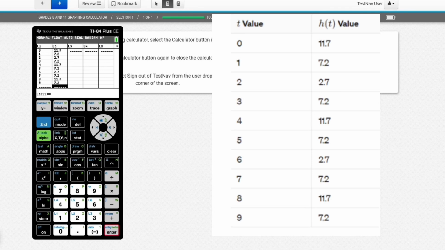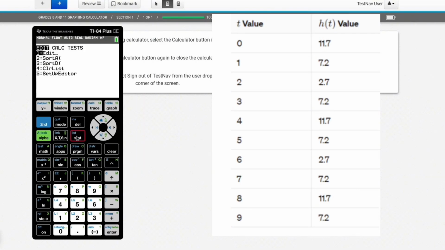All right, so A is asking us to find the equation using sinusoidal regression, and then the other problems are going to ask us to use that equation to do something else. So I go to stat, I go to calc, and sin reg is somewhere down here, sin reg, there it is.